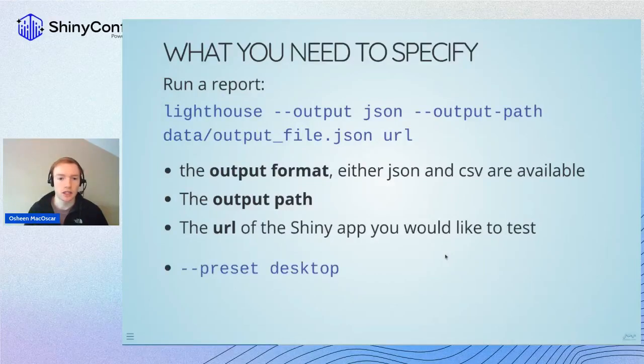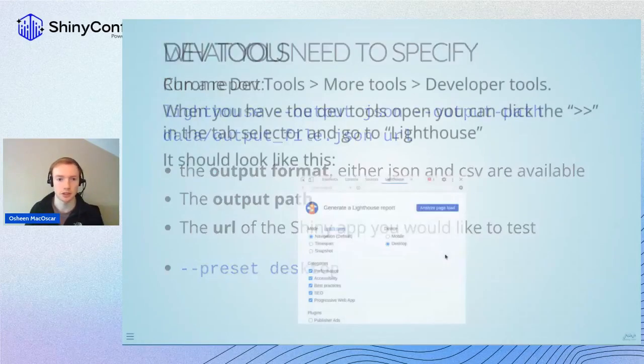We can also add the preset as desktop, as by default Google Lighthouse measures the mobile version of a web page or app, so we can add desktop as this is more applicable to most Shiny apps.